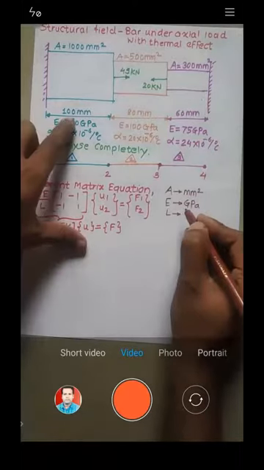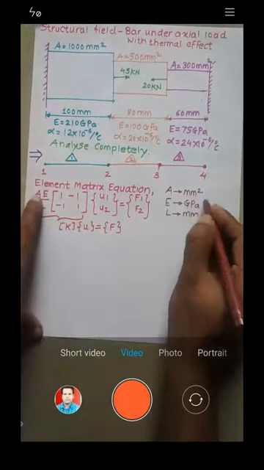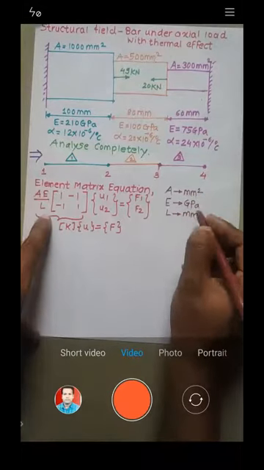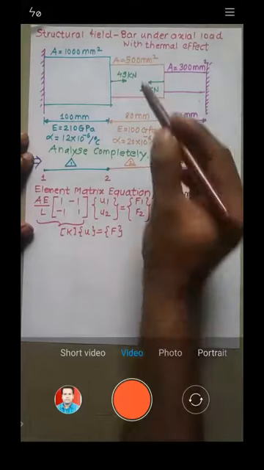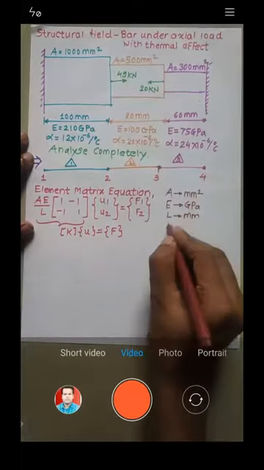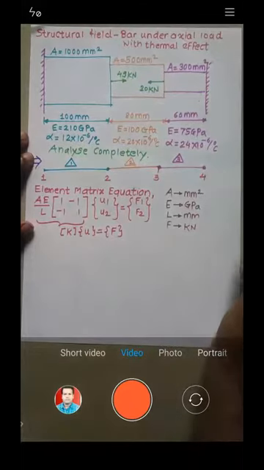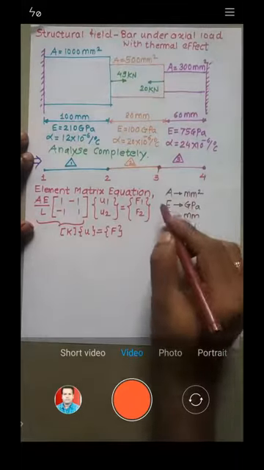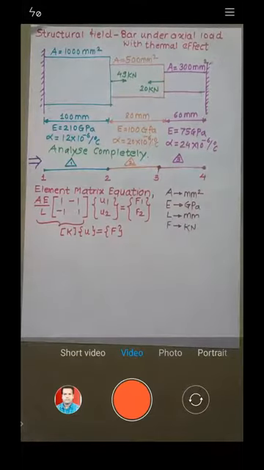You can check it. Every length is in mm. A is in mm square. E is in gigapascal. Length is in mm. Similarly, the forces are in kilonewton. So if this is the case, then no unit conversion is required.